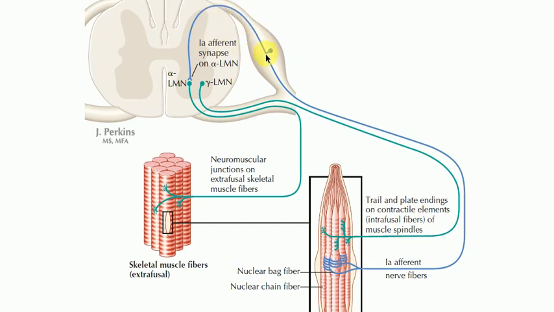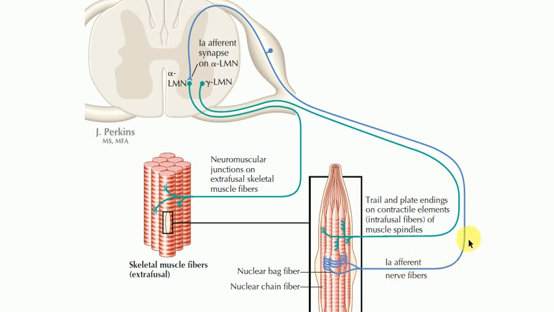As you can see, this sensory neuron is directly synapsing onto this alpha motor neuron. So if you stretch this muscle by striking the patellar tendon, it lengthens the muscle fiber. That lengthening or stretching of the muscle fiber is sensed by the 1A fibers shown over here.